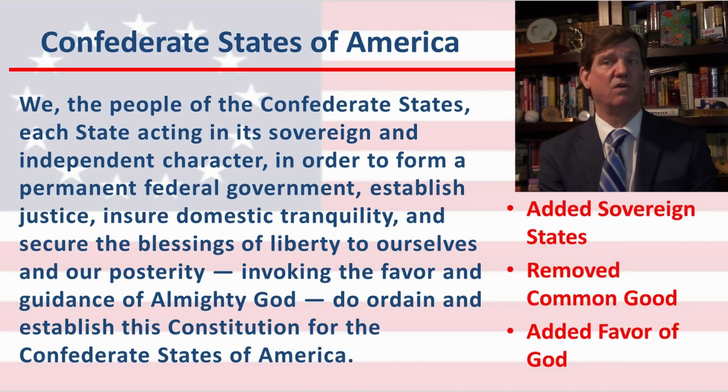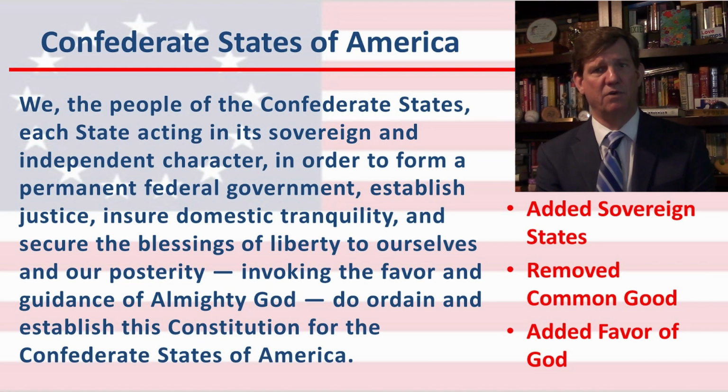How did they modify it? Well, first they added state sovereignty. The key to the Confederate Constitution is that it would no longer be a federal government, but it would be returning to a confederate government. It would be in Articles of Confederation. They removed a comment about the common good, that their goal was not to promote the general welfare. Their goal instead was to support the independence of each and every individual state. Finally, they added a comment about invoking the favor and guidance of Almighty God.